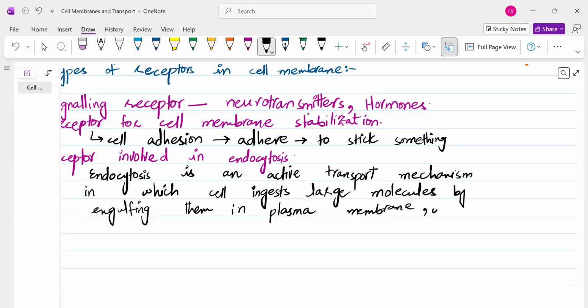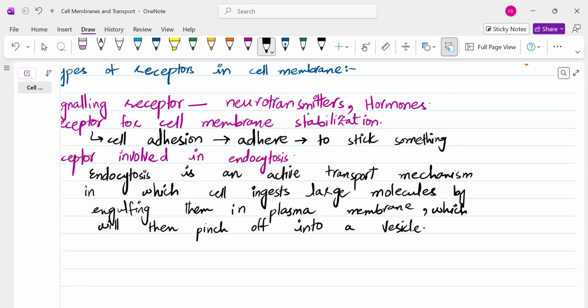This plasma membrane will then pinch off this large molecule when it enters the plasma membrane by the engulfing process. After that, it will be pinched off into a vesicle, in vesicle form.